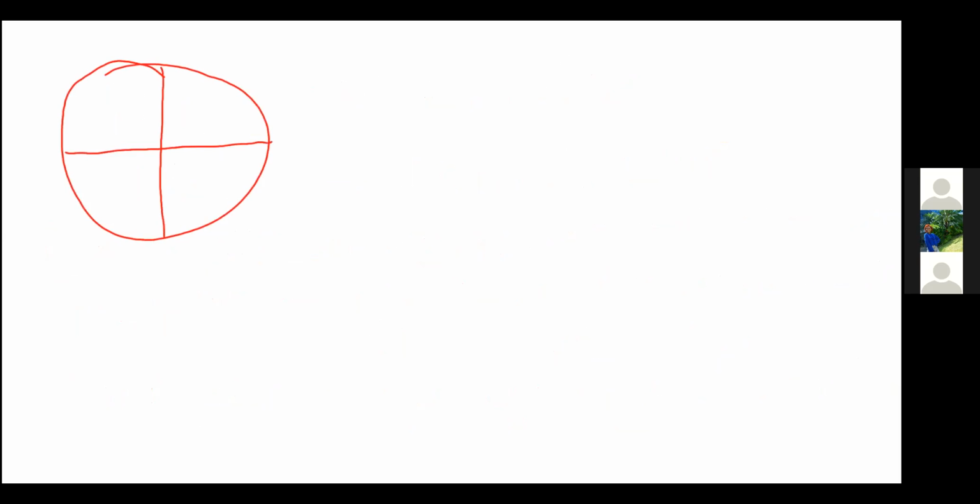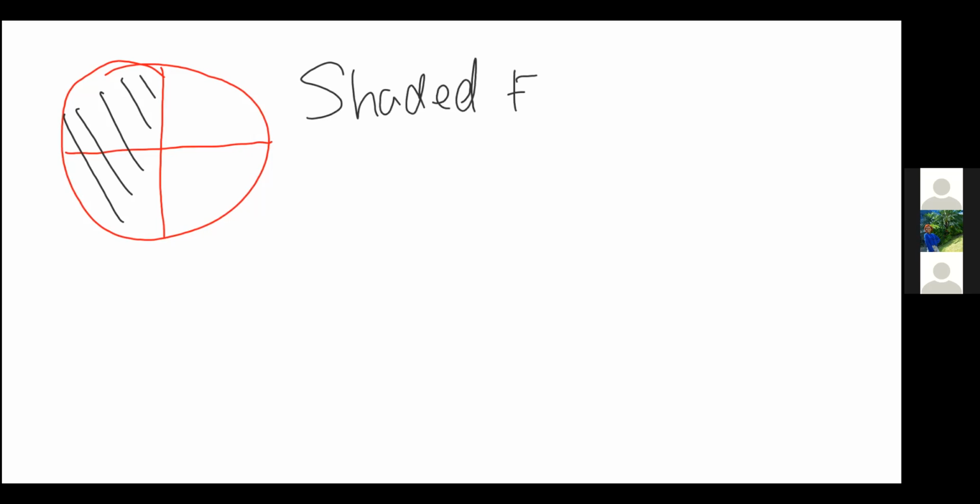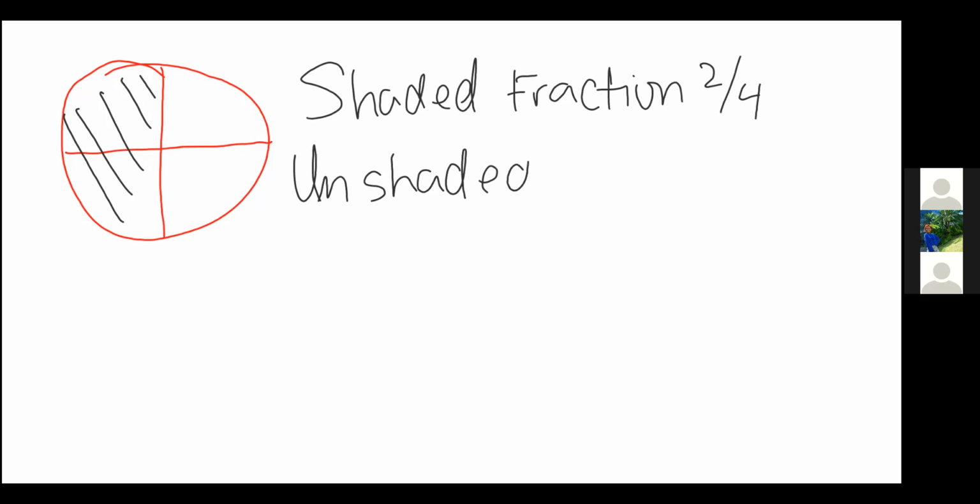So I have, pretend it's a perfect circle with 4 perfect parts. And I have 2 parts shaded out of my 4. So my shaded fraction would be 2 out of 4. My unshaded is still 2 out of 4.